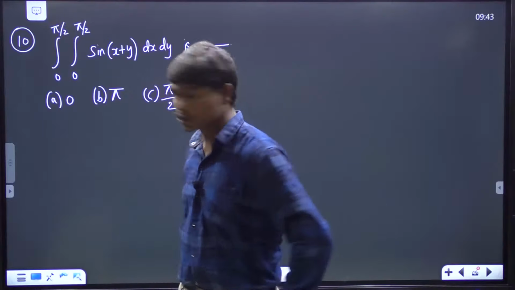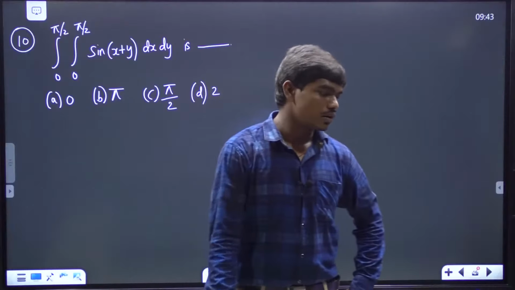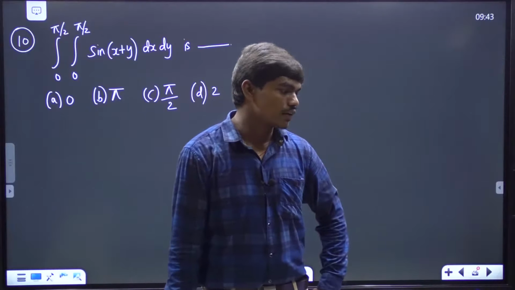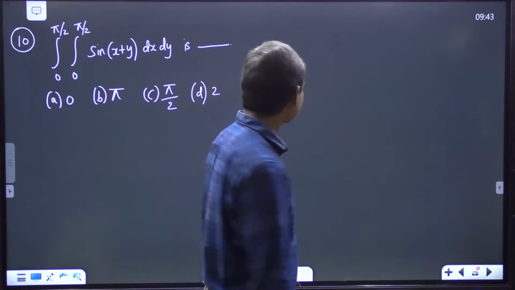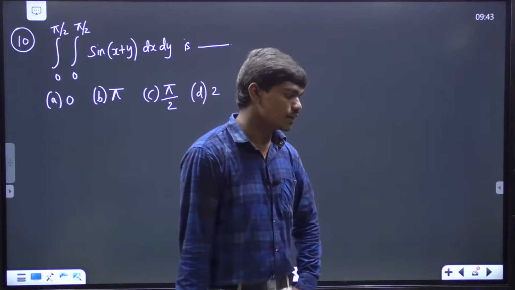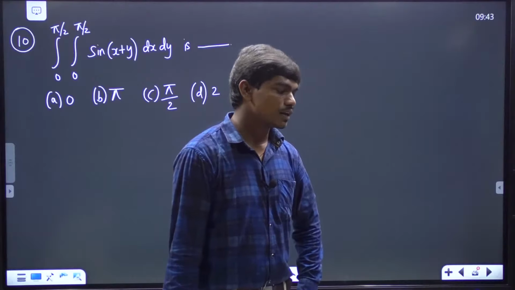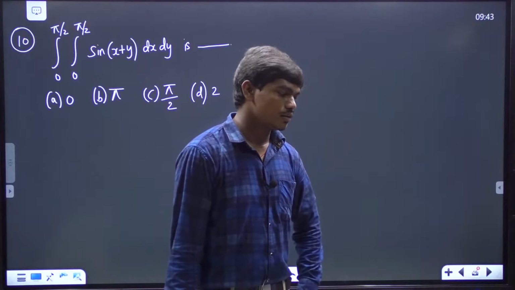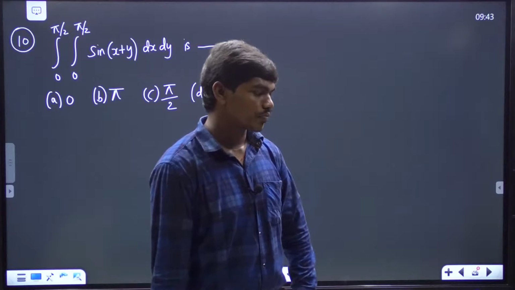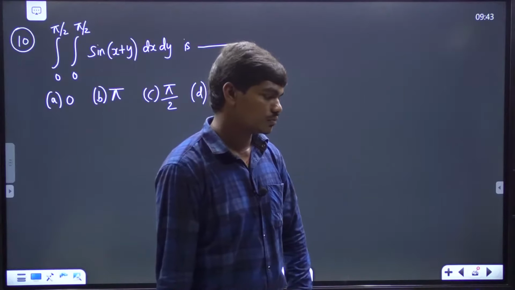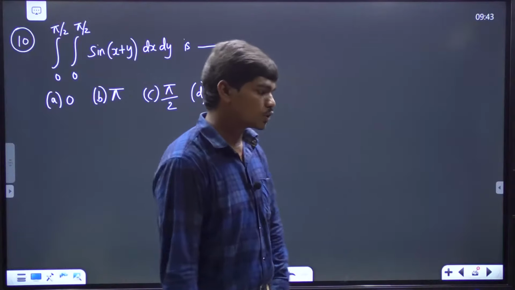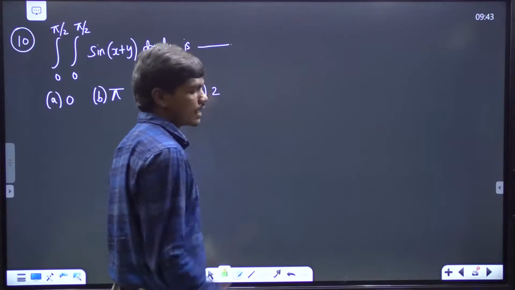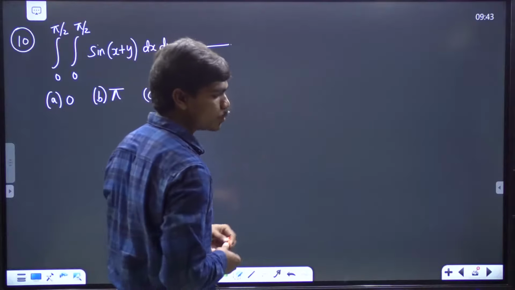D is the answer, 2. Any other answers? Sliva told 2. Sarath told it's B. Someone go for A and C as well. Kushvardhan, you're telling it's D. Okay, let me solve this question since we have only 2 minutes left before the break.